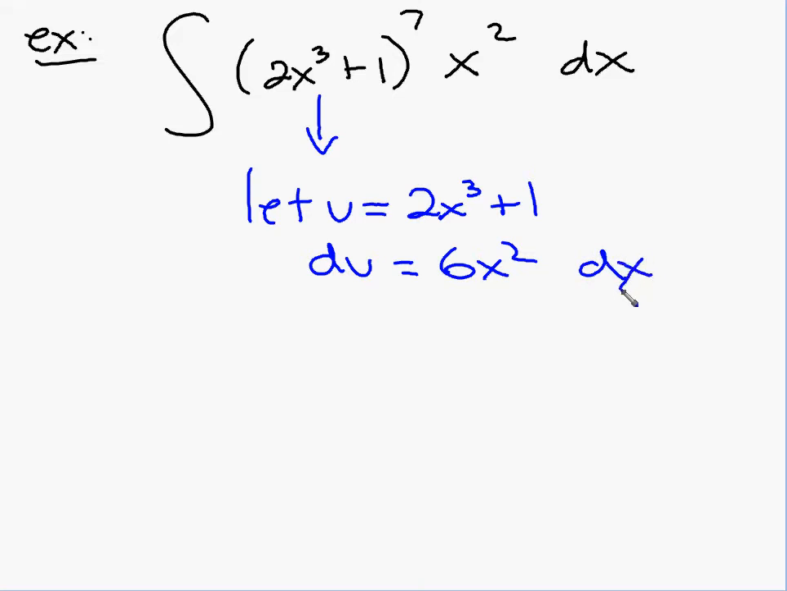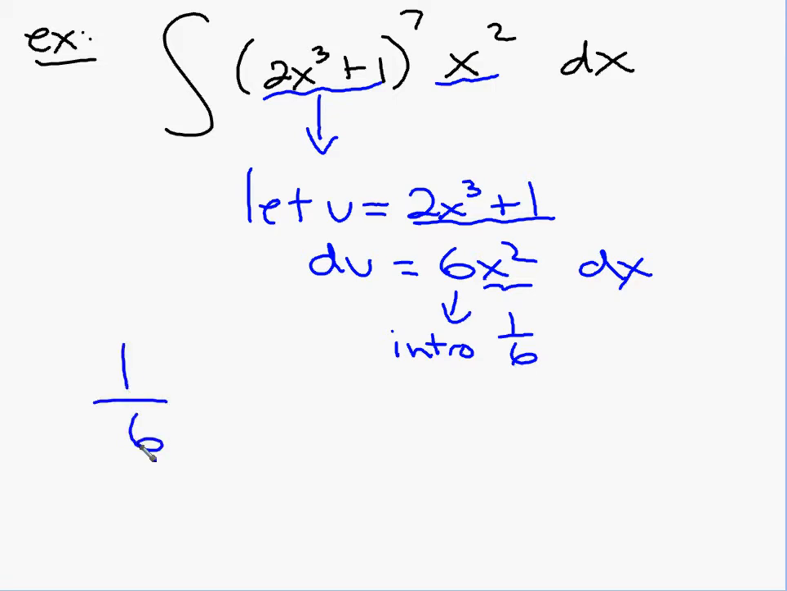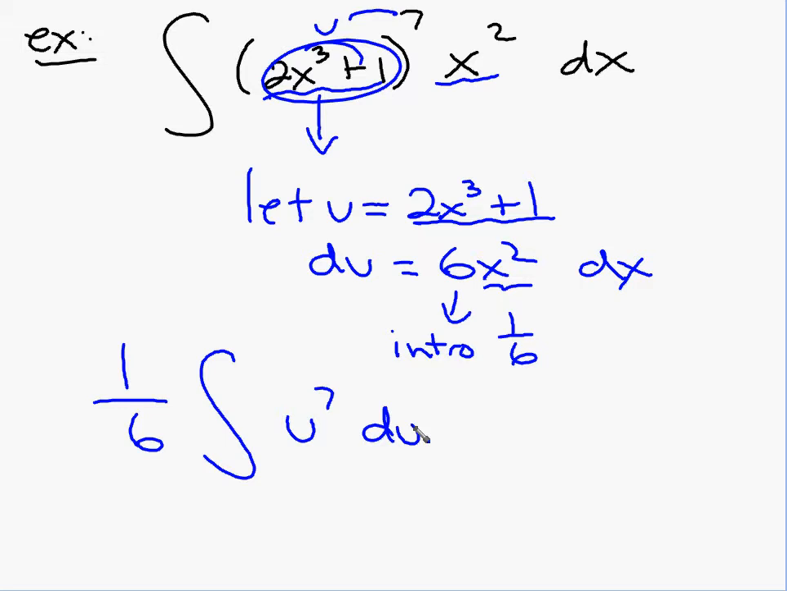Well, look what I have. I've accounted for the 2x cubed plus 1 right here. I've accounted for the x squared right here. So now, because of this 6, I just need to introduce a 1/6. Okay? So now my integral looks like this. It is 1/6 times the integral of, I said this thing right here is u, so it's going to be u to the 7th du. Because the du accounts for the x squared dx.